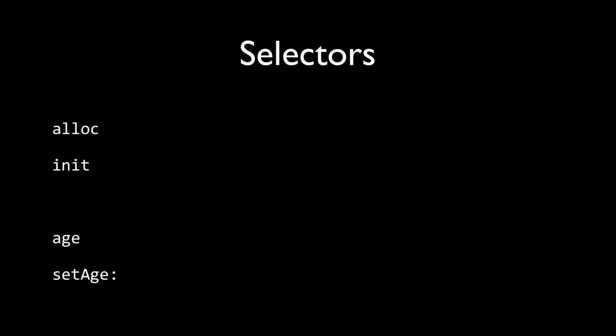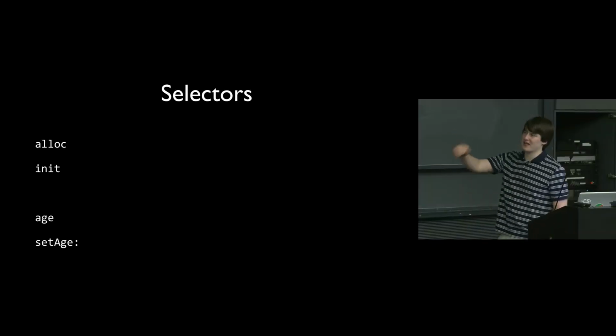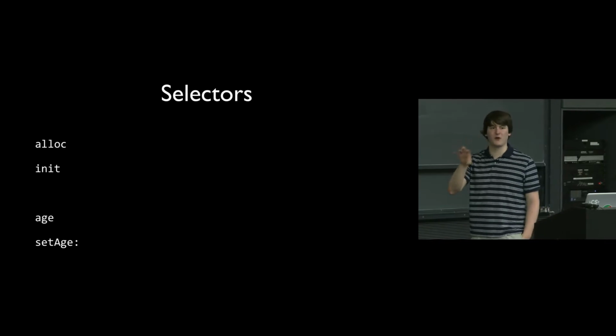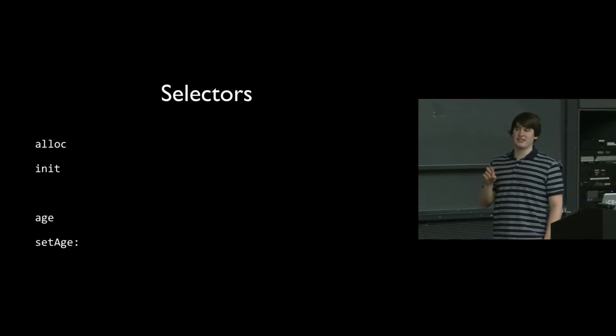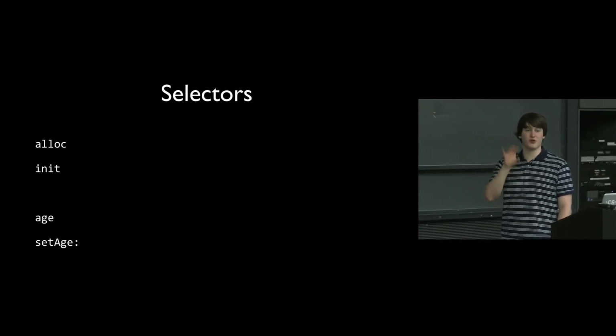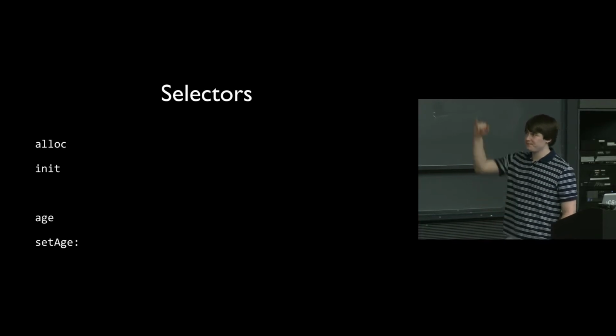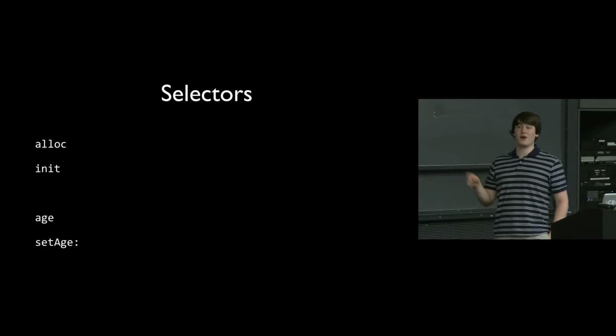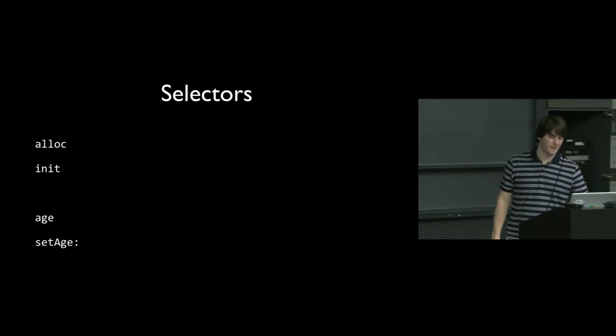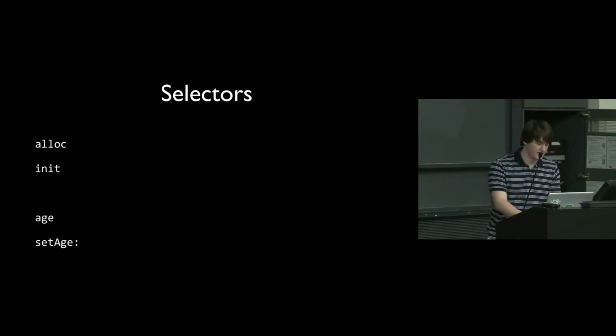So selectors are pretty much an alternative name for method. So alloc, init, age, and set age, colon. Remember the colon is part of the name. Once we see multiple argument functions, we'll see that there will be multiple colons in the name. So all of those are just selectors, and we'll see why that's relevant later. And let's look at that example now.